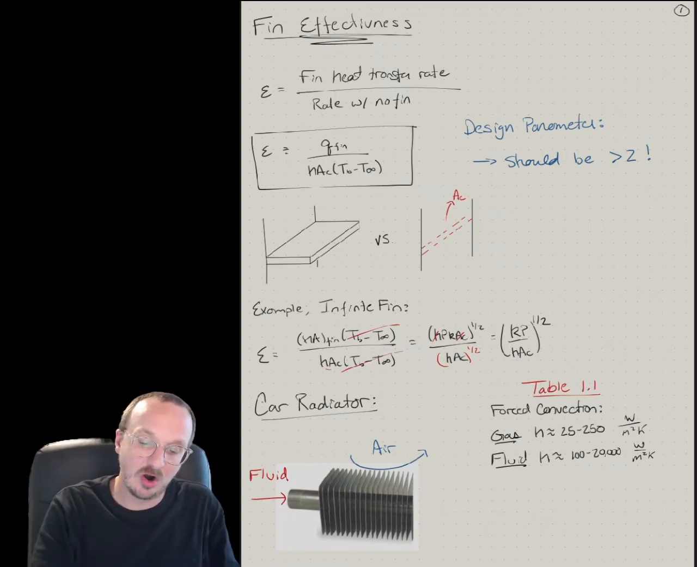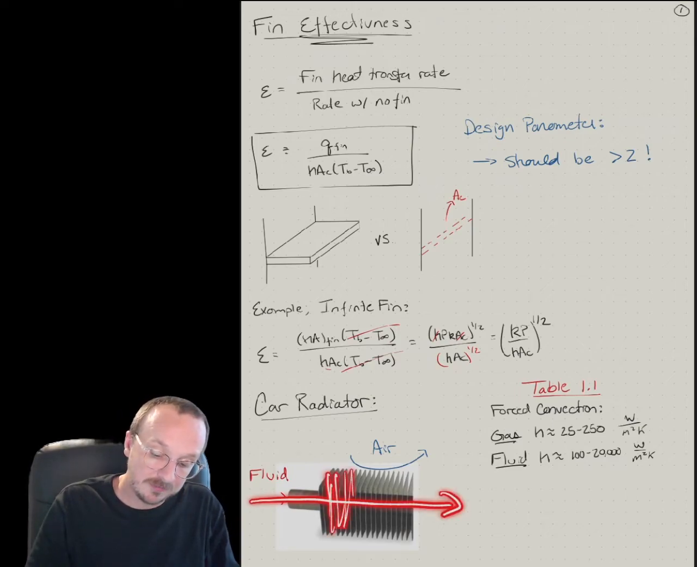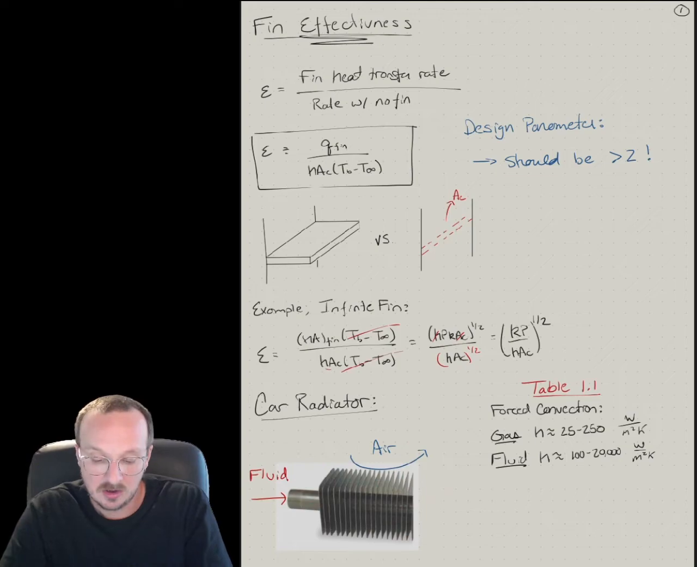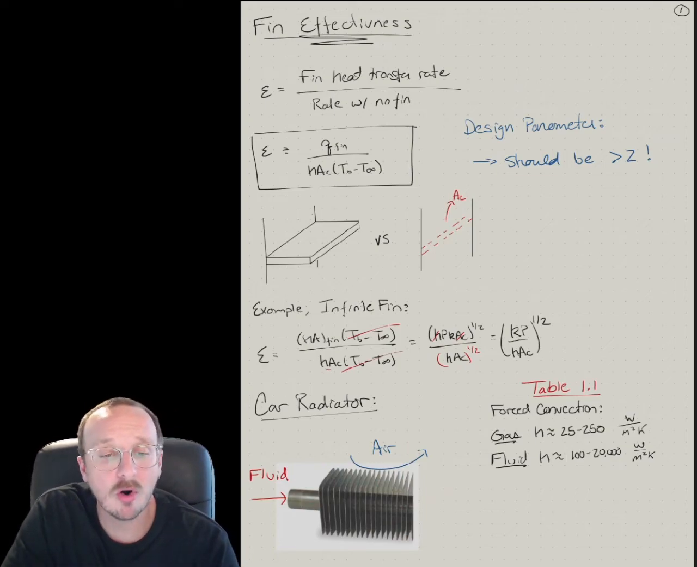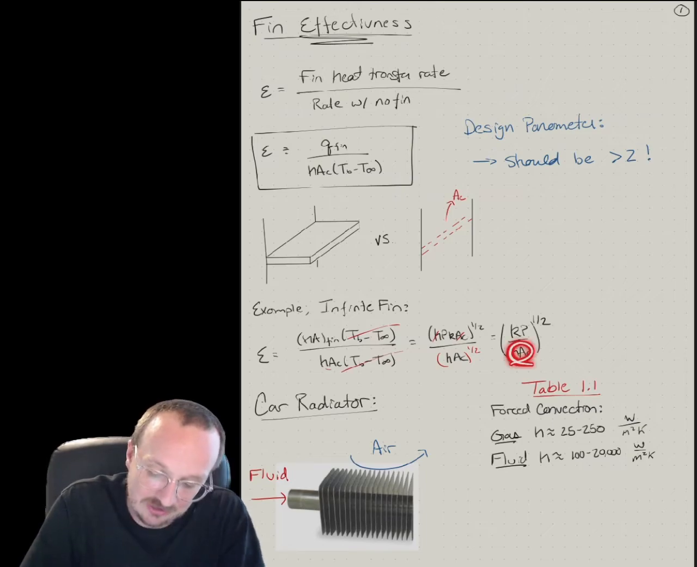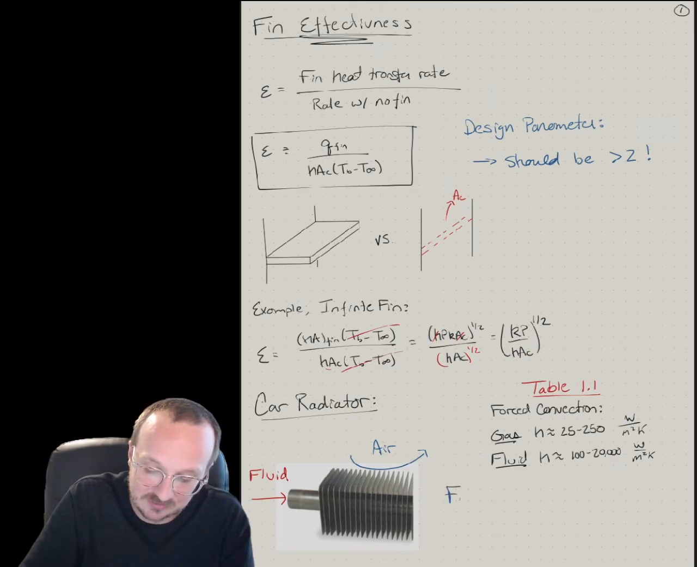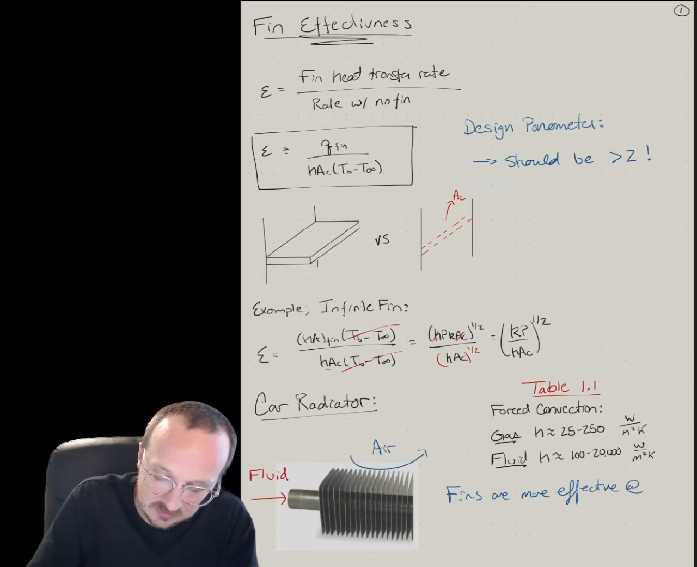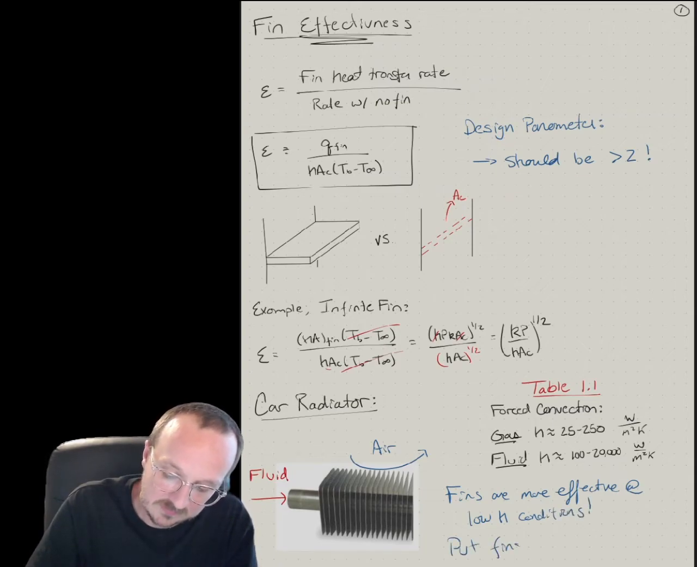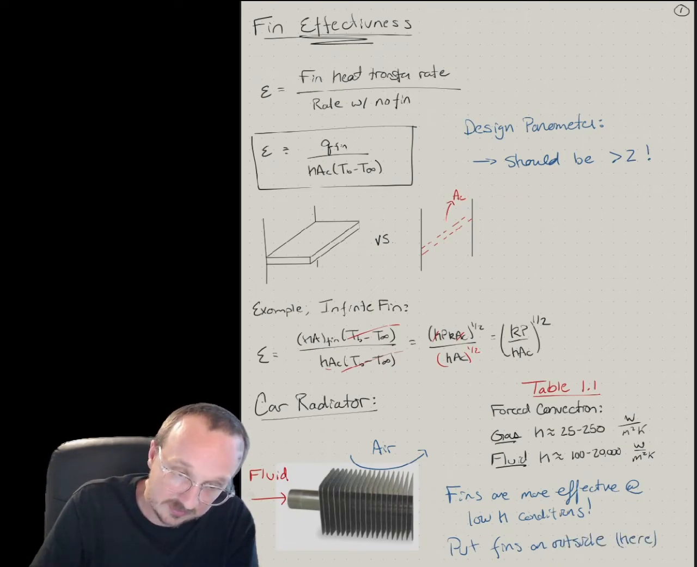So let's look at this car radiator. This would be an example. You've got hot fluid flowing in, and you want to cool it off. So you've got air blowing over some fins. Fins are more effective at low h. So why do you put the fins on the inside versus the outside? Fins are more effective at low h conditions. Put fins on the outside for this example here.